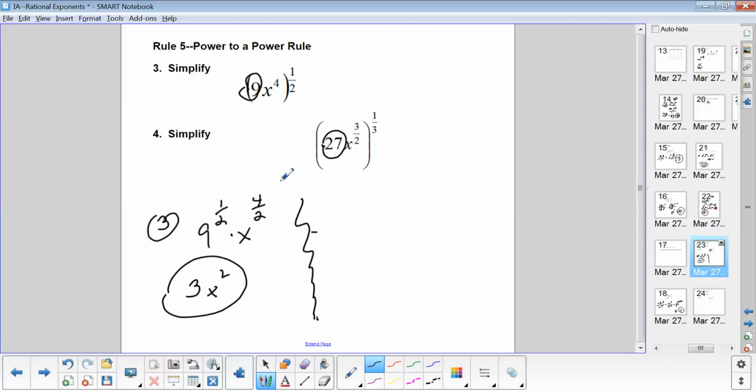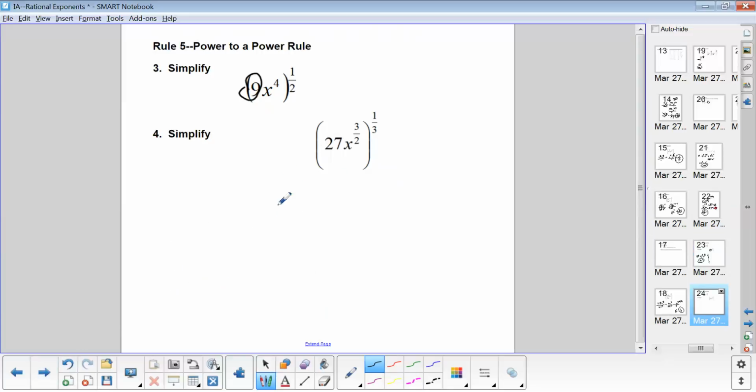And then number 4 is take 27 to the 1/3 power times x to the 3/2 power times 1/3. Well, what times what gives you 27? That's what it's asking. So what's the cube root of 27? And it would be 3. So 27 to the 1/3 power. So 3 times 3 is 9 times 3 is 27.